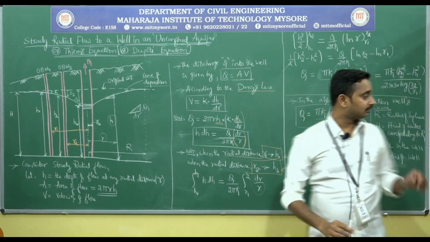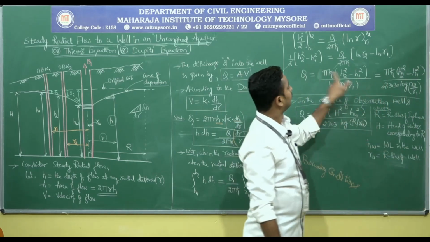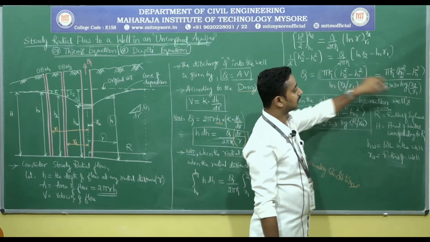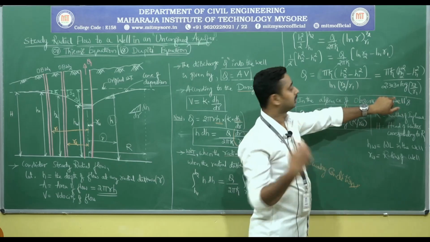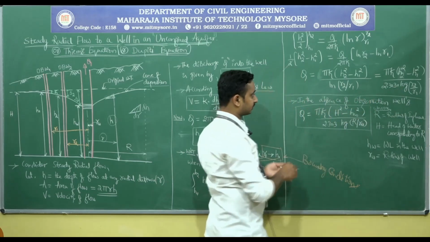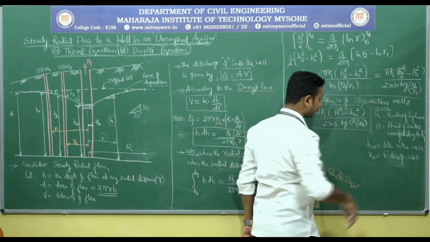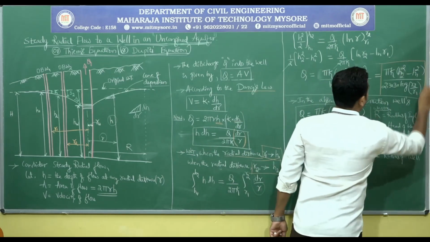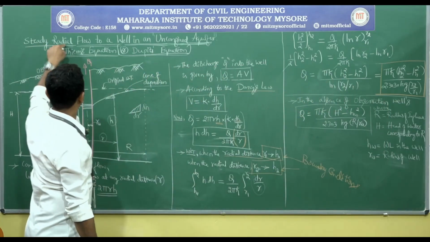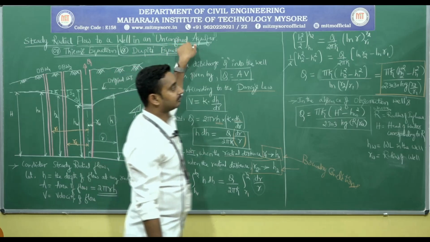Now convert the ln to log. Pi K same, H2 square minus H1 square same. So ln converted into log is multiplied by 2.303 log of r2 by r1. This is the equation for radial flow in an unconfined aquifer. Study radial flow in an unconfined aquifer.